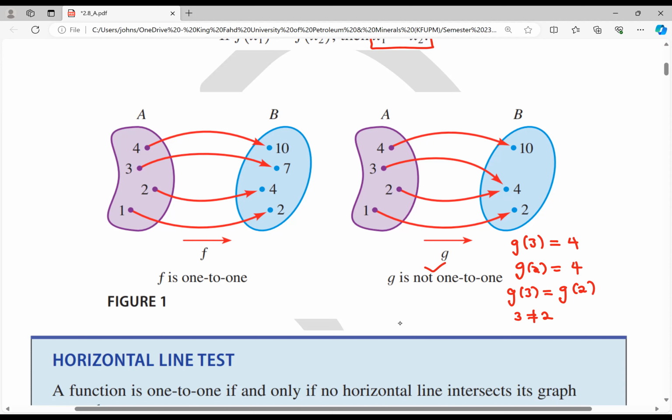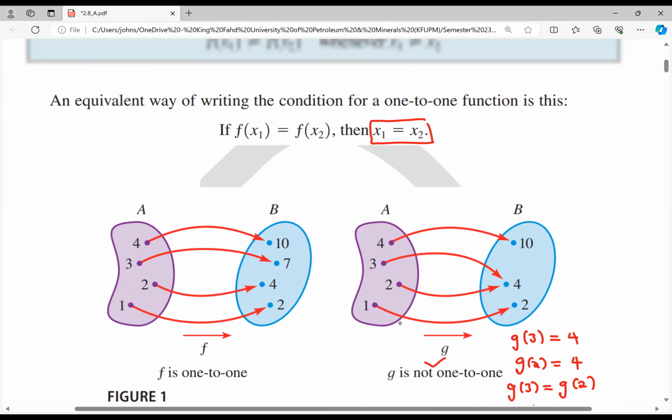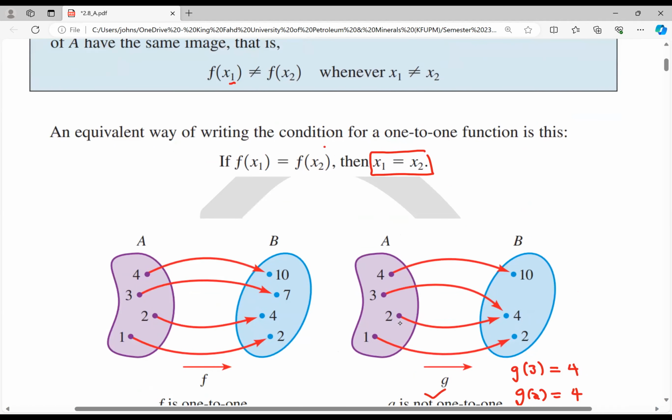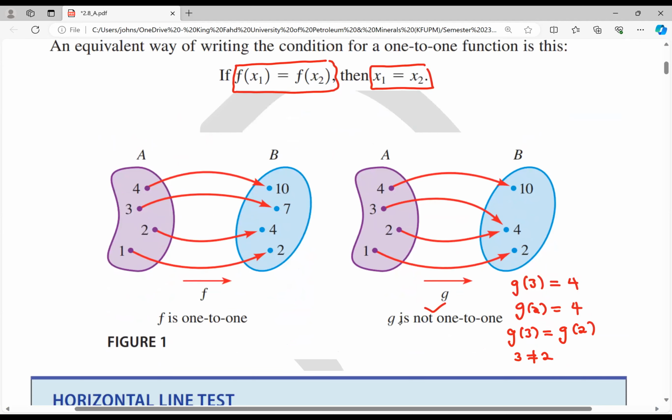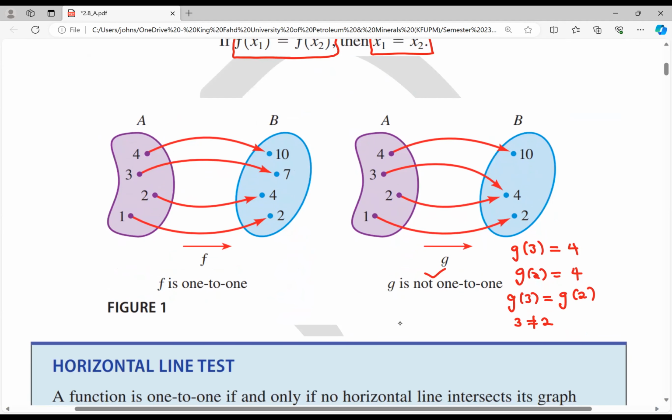Because if g of 3 is equal to g of 2, and you have 3 not equal to 2, then the function is not one-to-one by definition. By definition, if the y values are the same, then your x values must be the same. But here, g of 3 is equal to g of 2, and the inputs, which are the x values, 3 is x1, 2 is x2, but they are not the same. So this function is not one-to-one.